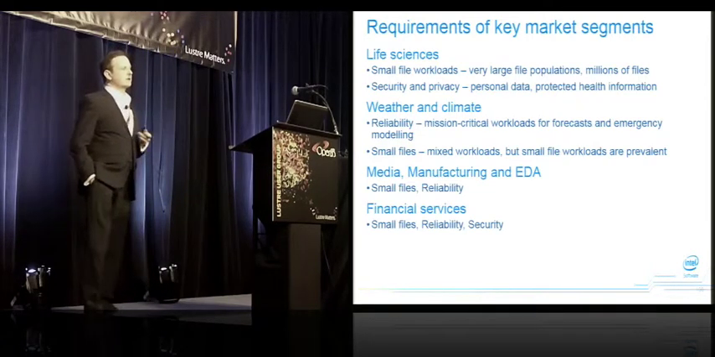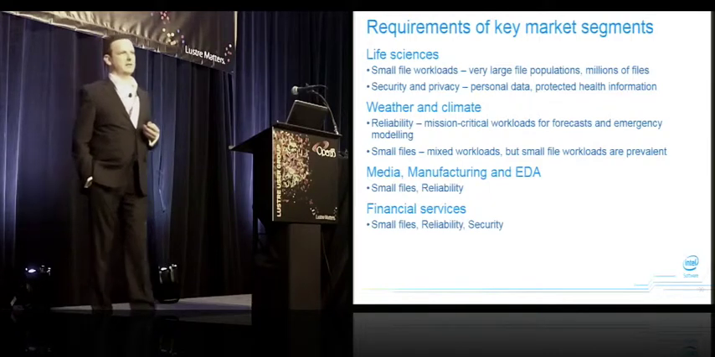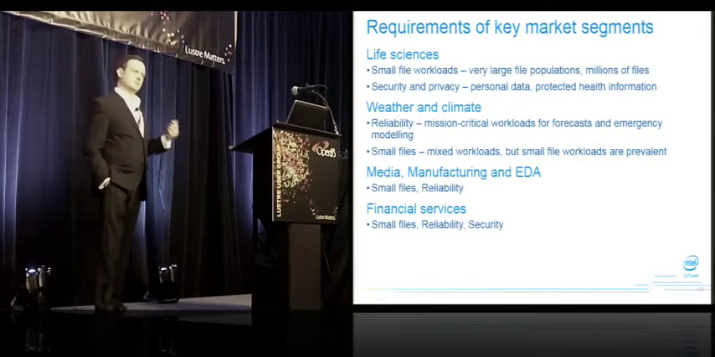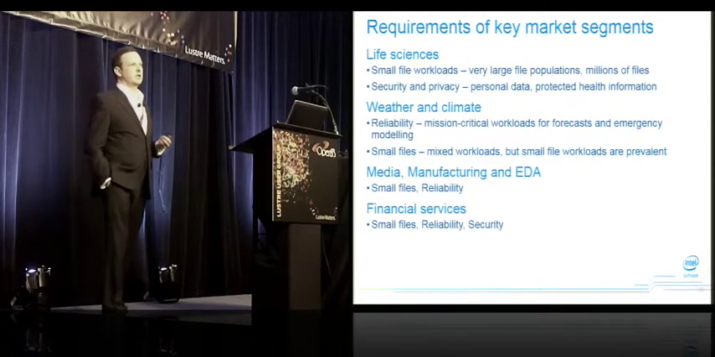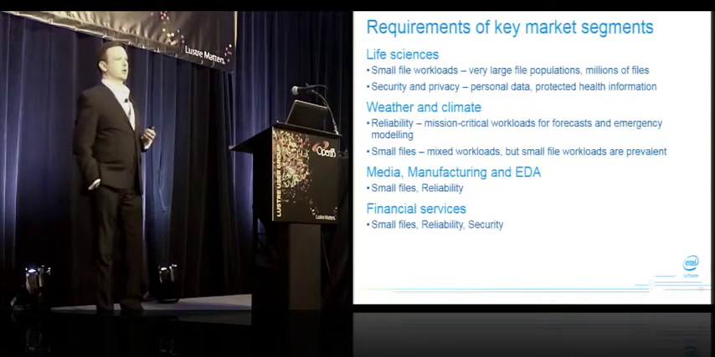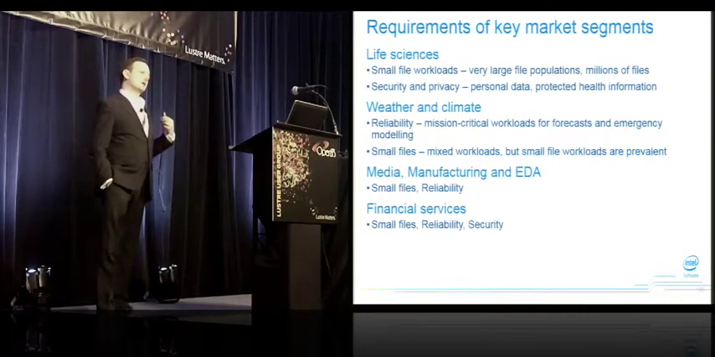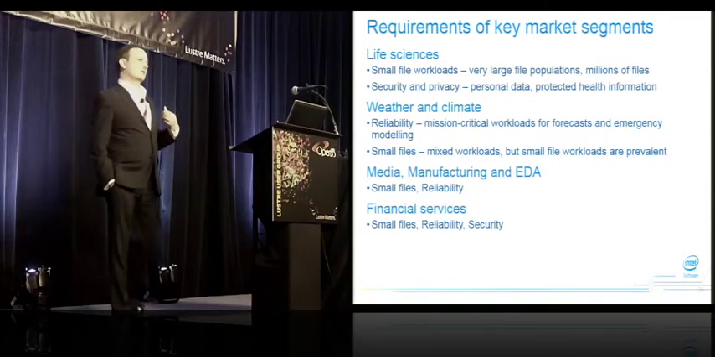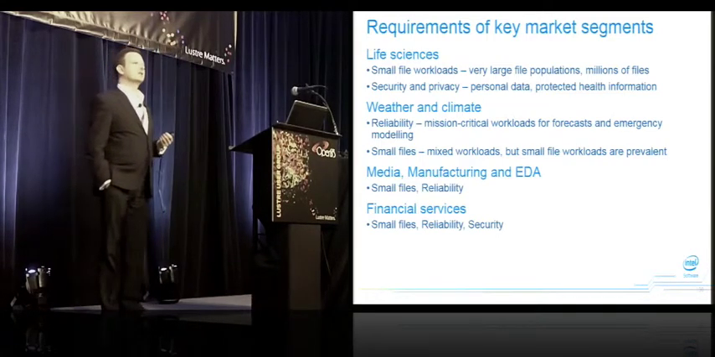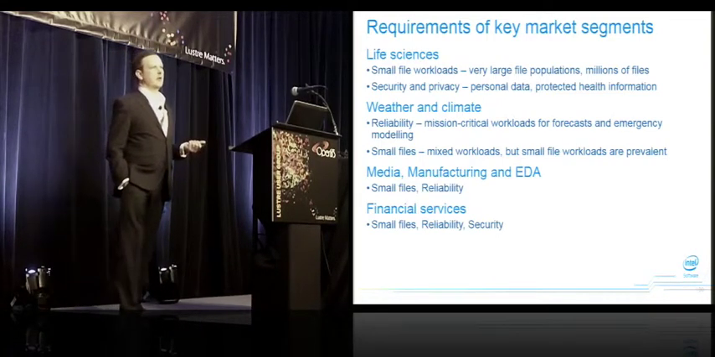And weather and climate, reliability is the critical dimension here. Performance is obviously needed. They're running numerical weather prediction, climate modeling, and disaster event modeling codes. So they need performance, they need the results to be very quickly available, but they can't afford to lose that data, and they can't afford for their infrastructure to be offline.